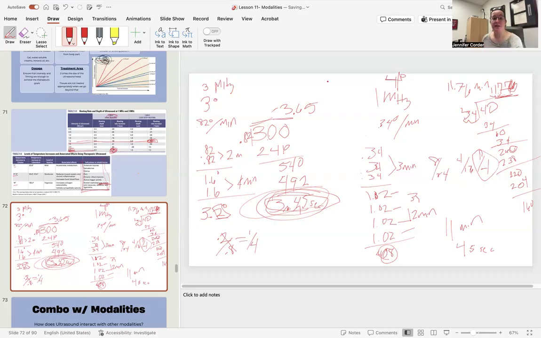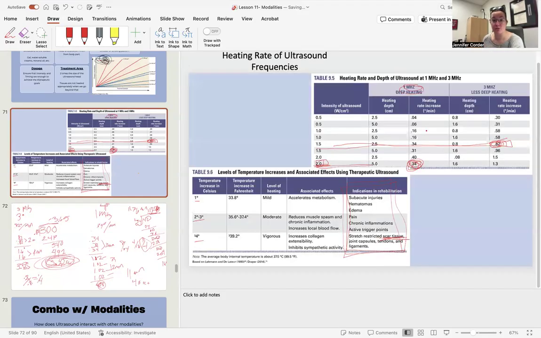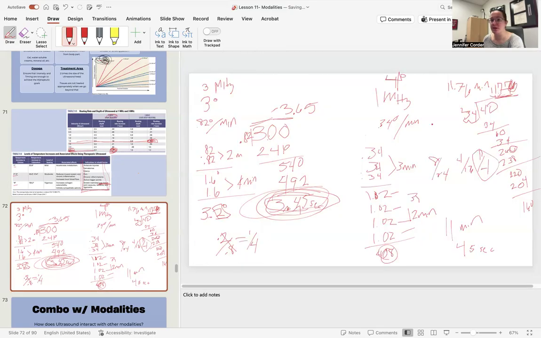That's it. It seems hard, it looks hard, but once you know how to use these graphs to find your variables, it's really just plugging the numbers in. If you have any questions, let me know. But that's the review of how to calculate math for your ultrasound time, treatment time. Look forward to seeing you soon.